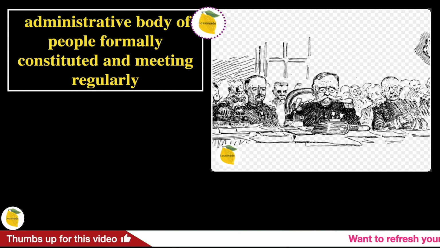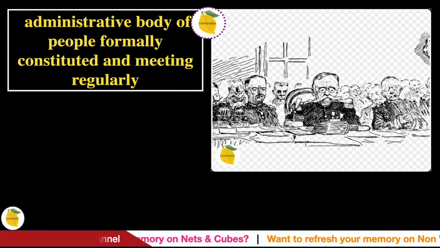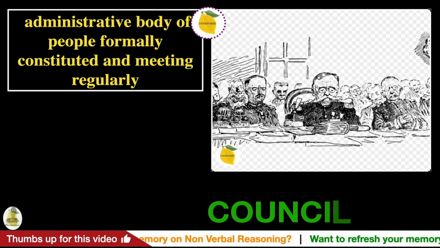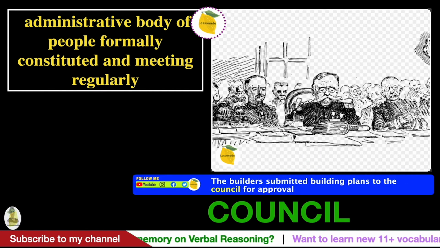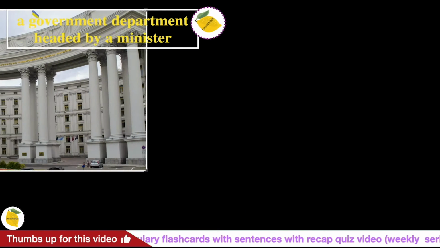Administrative body of people formally constituted and meeting regularly. In this picture, we can see an administrative body of people formally constituted, and therefore the word will be council. And the sentence for this word is, the builders submitted building plans to the council for approval.